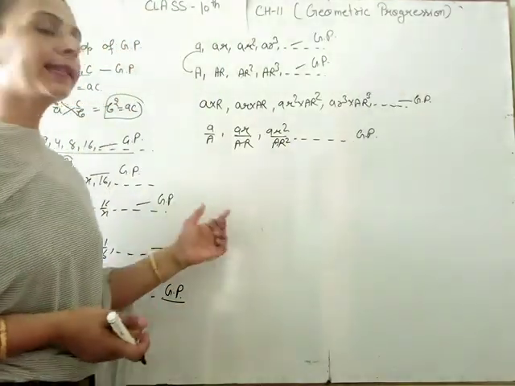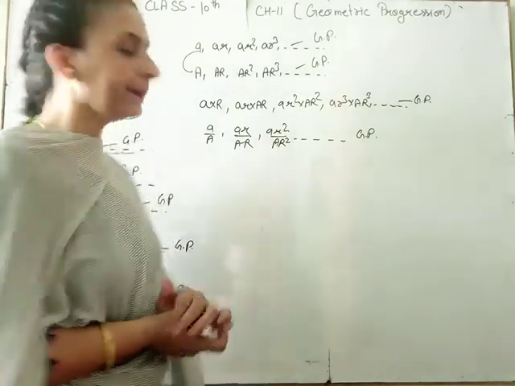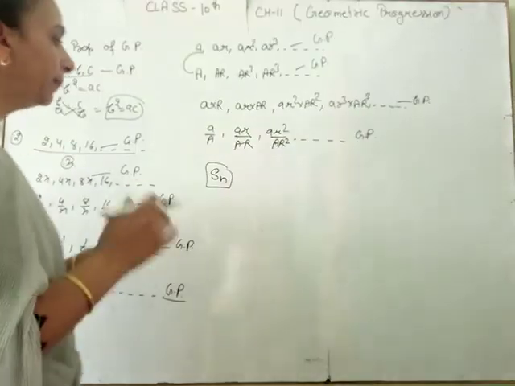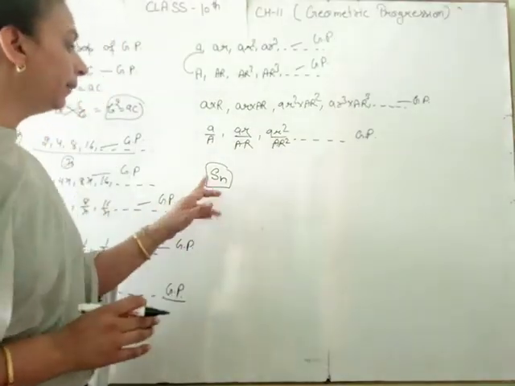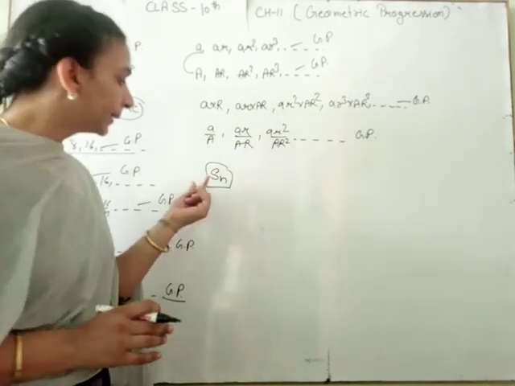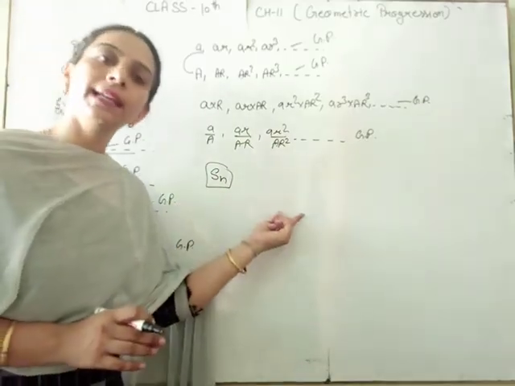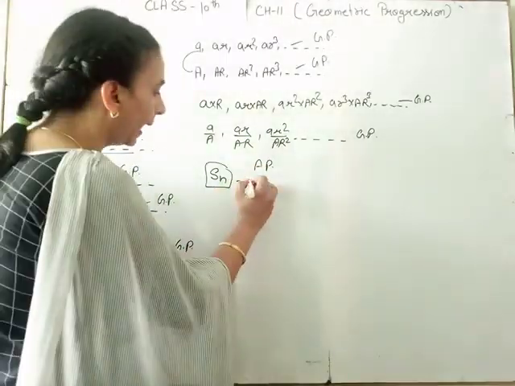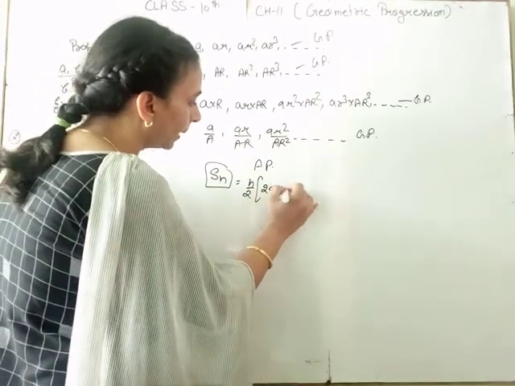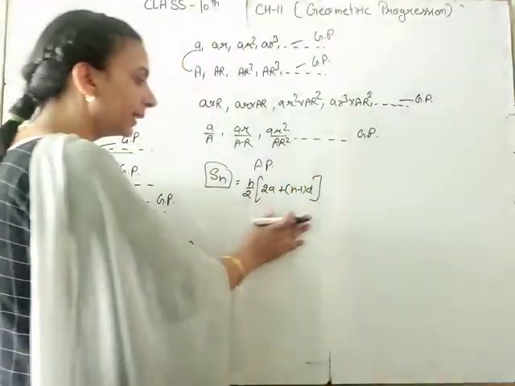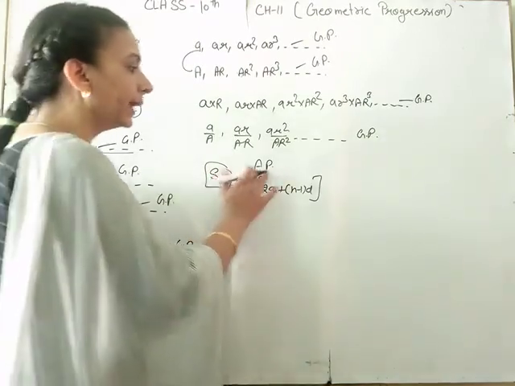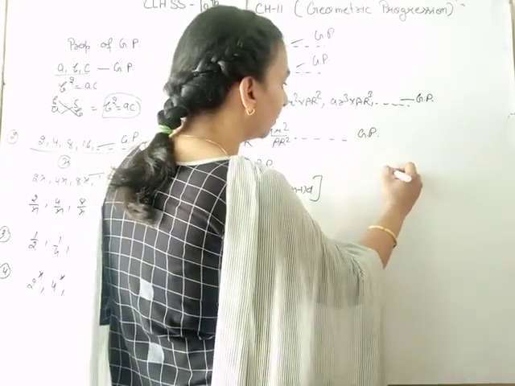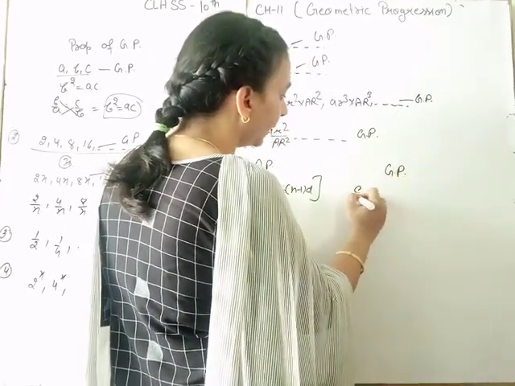Next, we take the sum of n terms of GP, Sn. In the previous video, we studied the sum of n terms of AP, which is Sn equal to n by 2 times (2a plus (n minus 1) d). This is the sum of n terms of AP. But in this exercise we find the sum of n terms of GP, Sn.